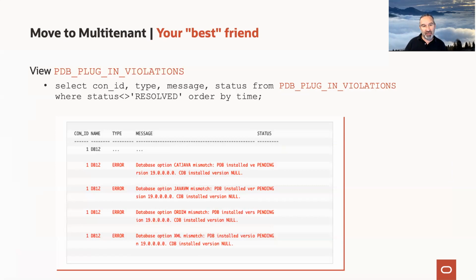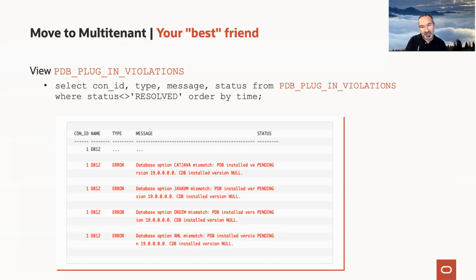Your best friend will become PDB_PLUG_IN_VIOLATIONS, the view which doesn't follow Oracle naming conventions. This view is super important because even when you run a compatibility check first before you plug in, so you create your XML file and then you connect to your CDB and you trigger a PDB plug compatibility check with this XML file, this view gets populated. When you have errors, like here on my slide, it's not always obvious what it means, but I blogged really a lot about that. Database option CATJAVA mismatch.